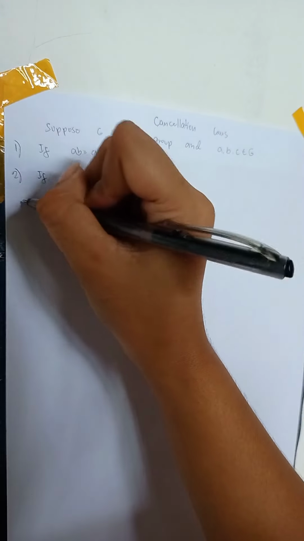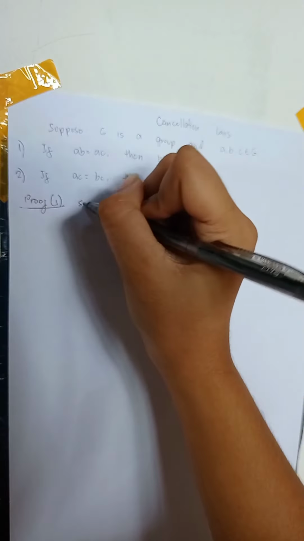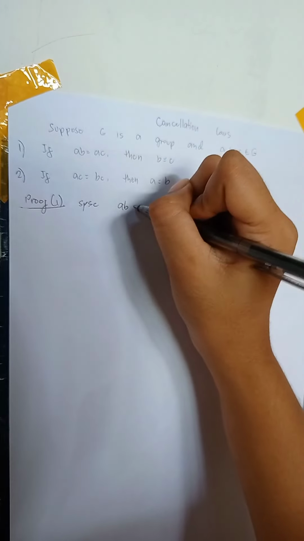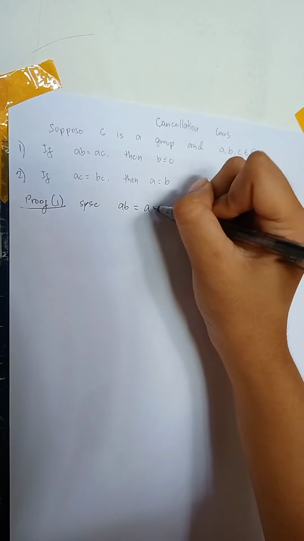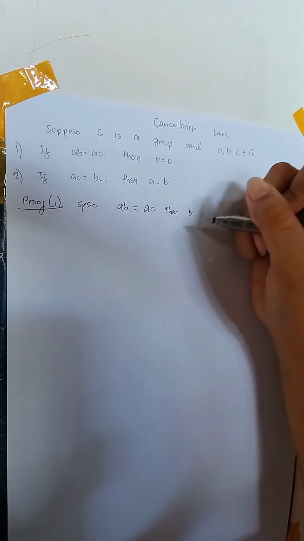Proof of 1. To prove 1, we'll start with our hypothesis. Suppose that AB is equal to AC. And now we have to show that B is equal to C. So we'll start with B and go through a series of steps and show it's equal to C.